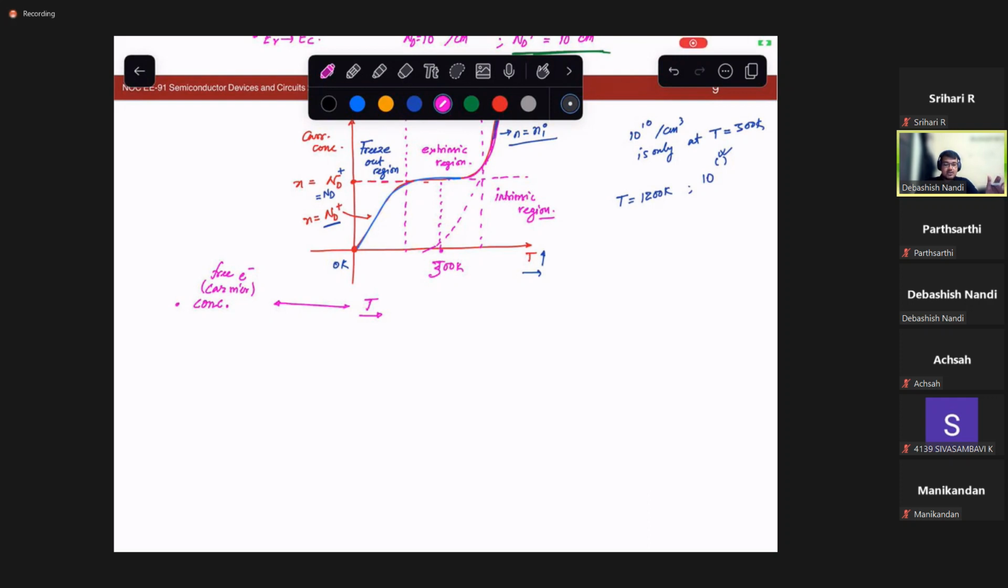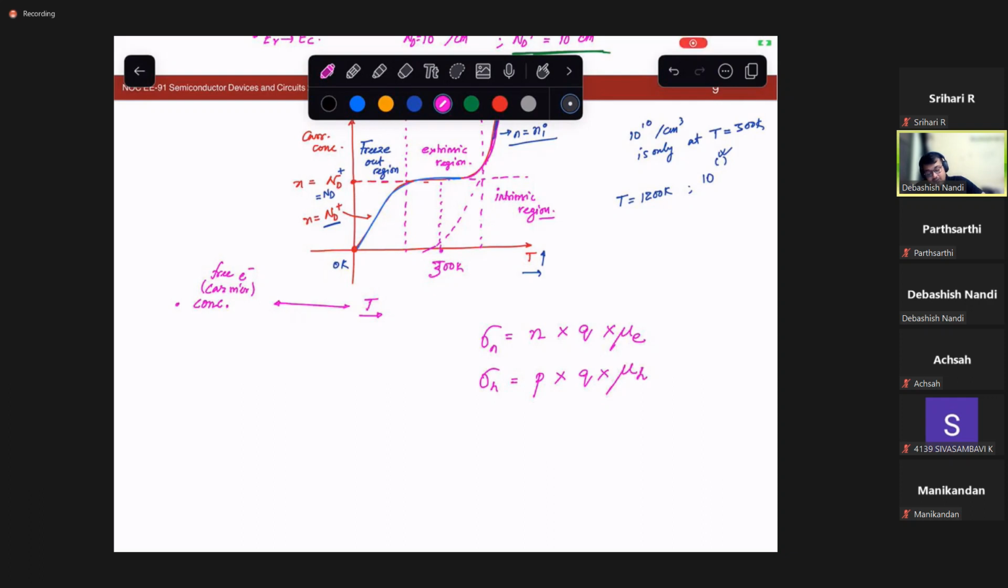Why? The reason is, what is a semiconductor, by the way? What is so special about semiconductor? Control of the conductivity. So sigma is my conductivity. For electrons, this is nothing but n into q into mu e. And sigma of hole is nothing but p into q into mu of hole.